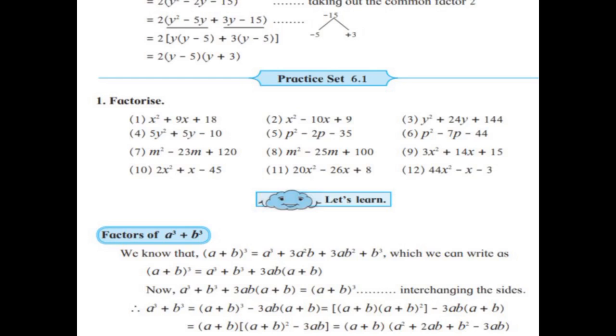We will begin practice 6.1 on textbook page number 30. Factorize. First one, x square plus 9x plus 18.